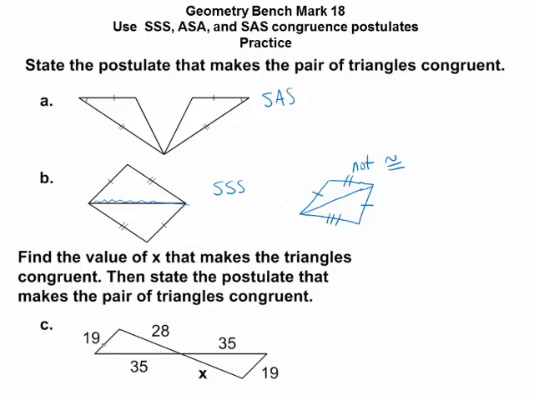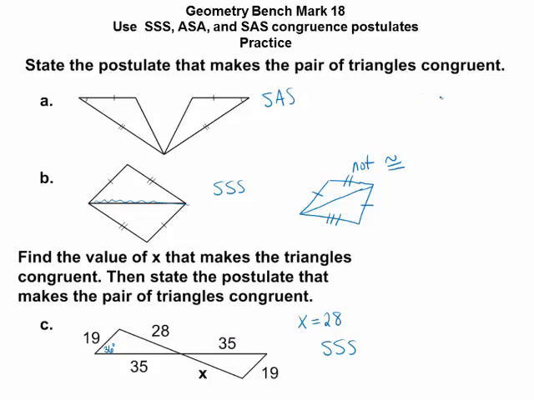Okay, here we have the values of the sides. Again, we know it's sides because there's no degrees, and if it's angles, they would be written, say, like that. So I have a 35 and a 35. I have a 19 and a 19. If I want these to be congruent, these need to match. So x has to equal 28, and then they'd be congruent by side, side, side, because it'd have 3 sides.